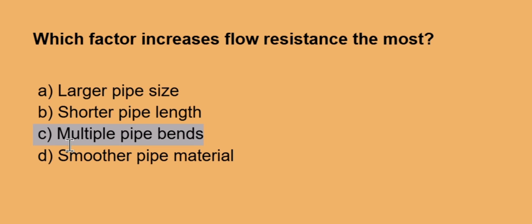Multiple pipe bends. The more bends you have in a run of pipe, every bend will cause more resistance, right? Because the water has to change direction. That causes turbulence, which will lead to more resistance, which will reduce your flow rate. So as a rule, you want to minimize bends, so don't add any unnecessary bends into your pipe work.